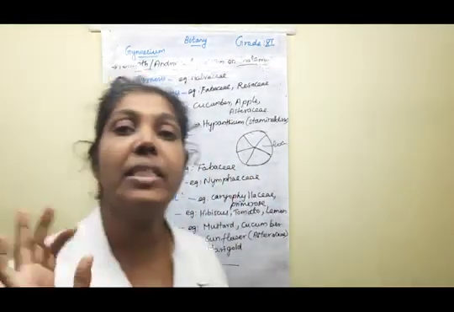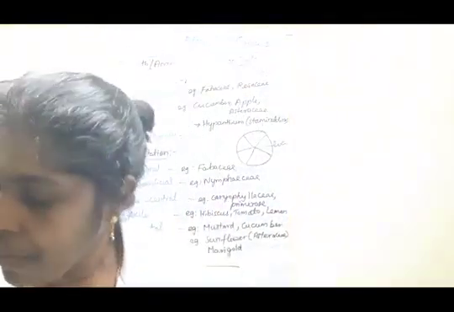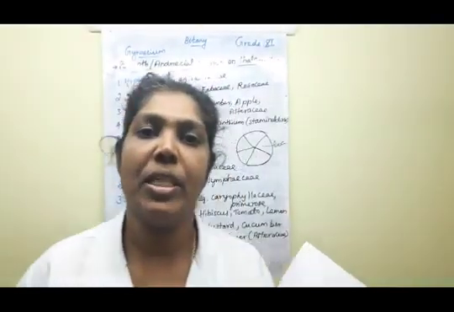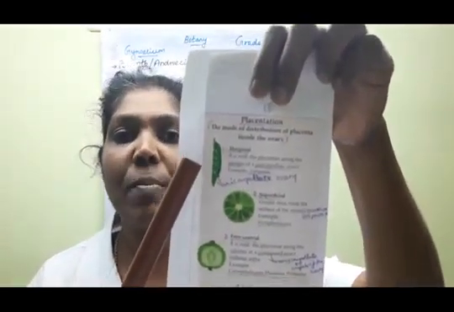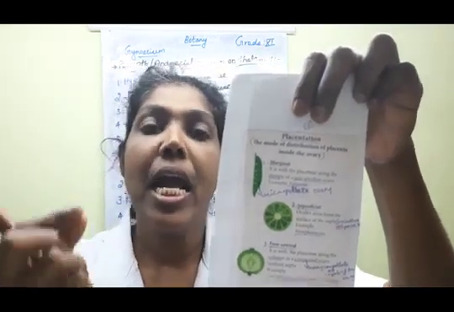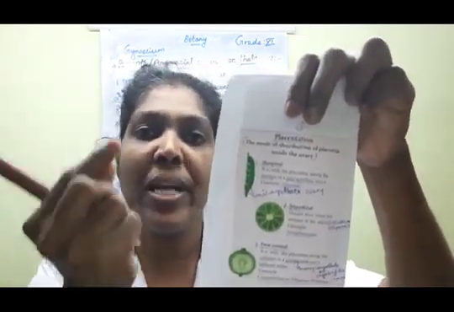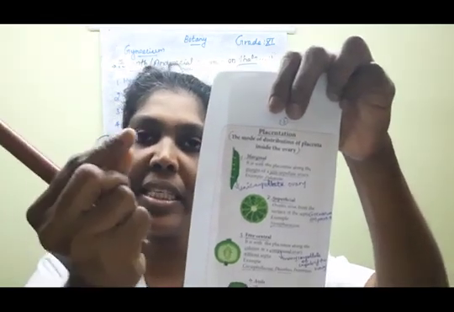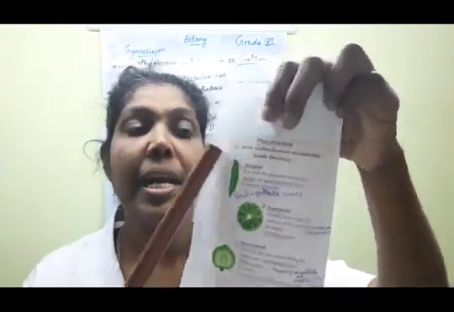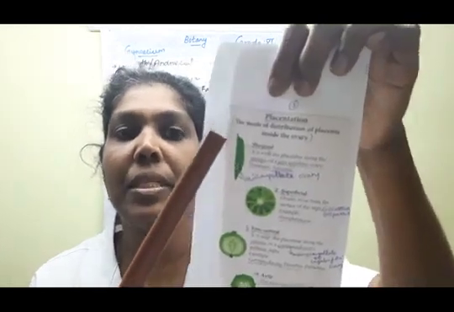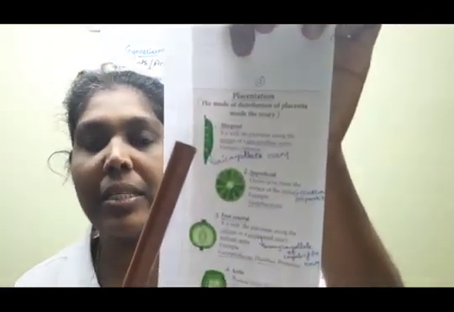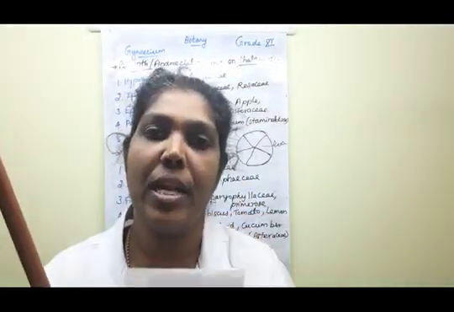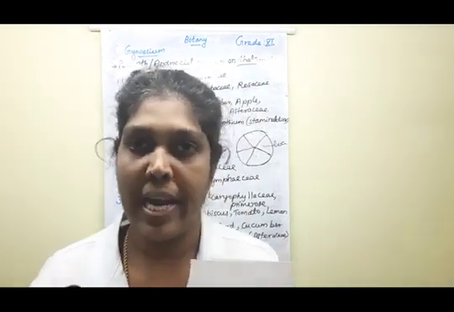First one, marginal placentation. How do we identify marginal placentation? Everyone see this picture, children. Marginal placentation is present in a unicarpellate ovary, meaning only one carpel is there. In this unicarpellate ovary, the placenta is present in a marginal, margin-like structure. So this is known as marginal placentation.